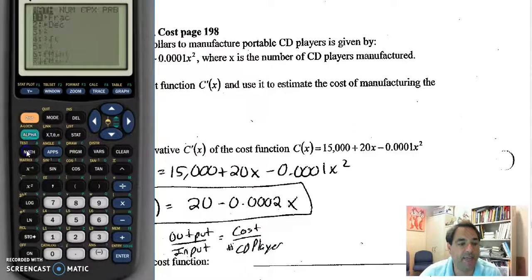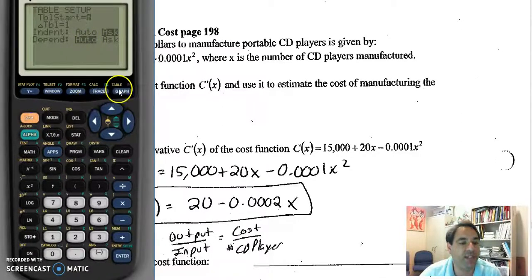Remember how we did that? Math, number 8, vars to the right for y vars, number 1 for function, y1, comma, x. That's going to be the derivative in the calculator. Then in y3, I'm going to type in my derivative, 20 minus 0.0002x. We're going to go to the table to plug in values, but remember, second window, make sure your table set is Ask, not Auto. If it's Auto, this won't work.